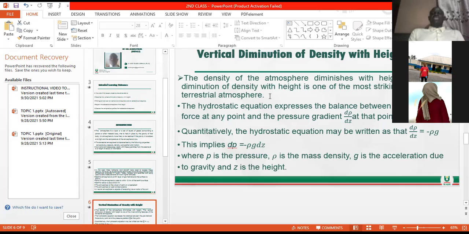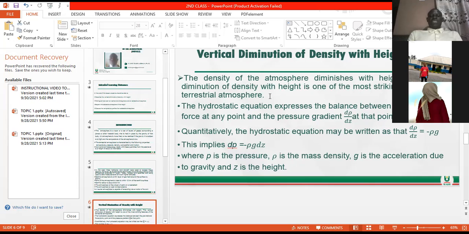What do we mean by diminution? Diminution means reduction. We mean vertical reduction of density with height. Now, we said the density of the atmosphere diminishes with height. This vertical diminution of density with height is one of the most striking features of the terrestrial atmosphere. Please note all this. The hydrostatic equation expresses the balance between the gravitational force at any point and the pressure gradient, dP/dz.